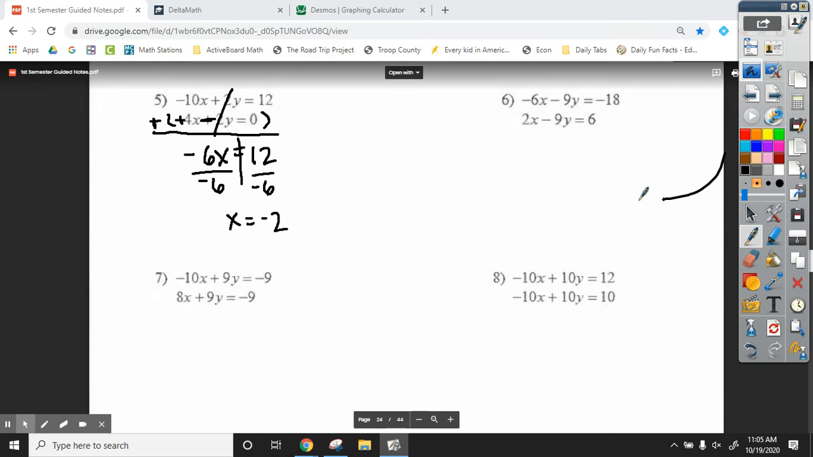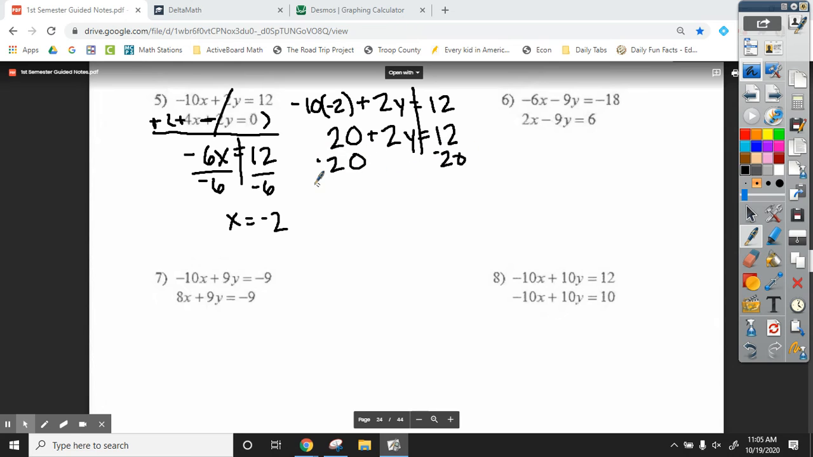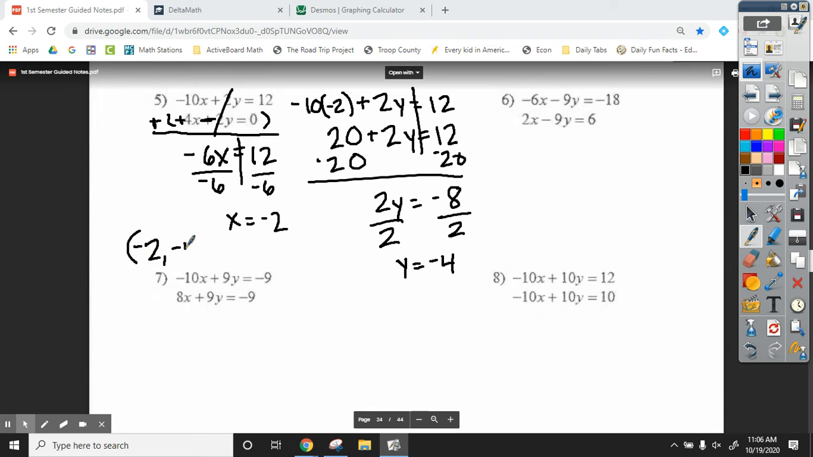Then we solve the same exact way we were doing a second ago. So we have -10. Instead of x, we put parentheses and -2 plus 2y equals 12. -10 times -2 is +20 plus 2y equals 12. We subtract 20 from both sides, and we'll get 2y equals -8. To get y by itself, we divide by 2, and y will be -4. So our solution is -2, -4.